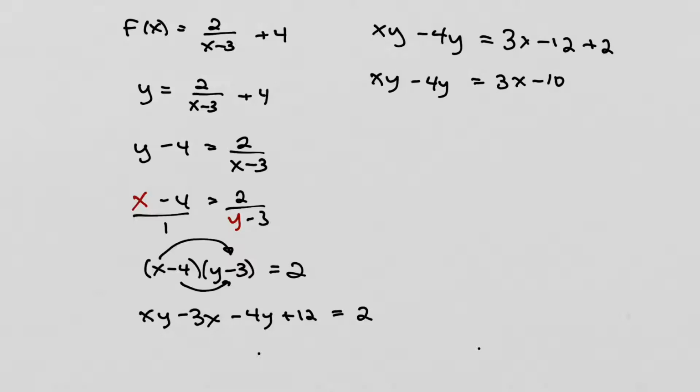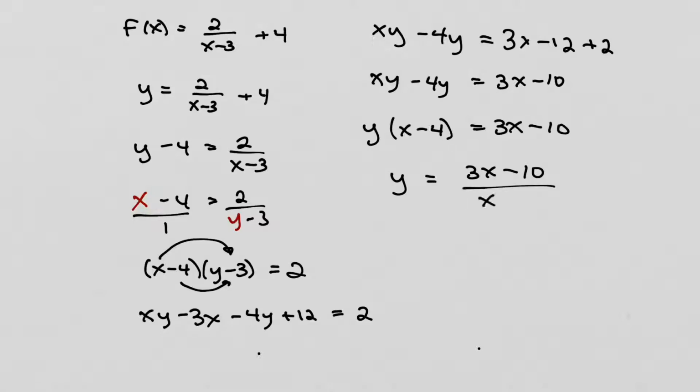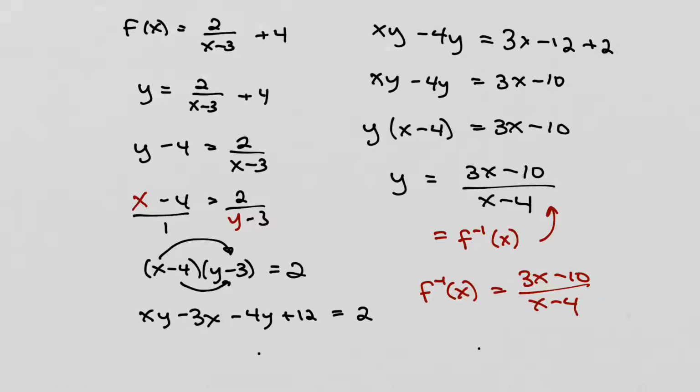So I have x times y minus 4y equals 3x minus 10. Right. So to solve for y, let's factor out that y to get this, and then to solve for y, let's just divide both sides by x minus 4. Right? And then this is what I'm claiming is the inverse for f right there. Right? So we'd say f inverse of x equals 3x minus 10 over x minus 4.